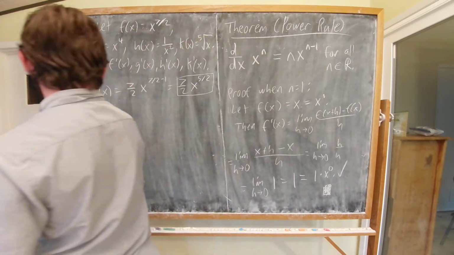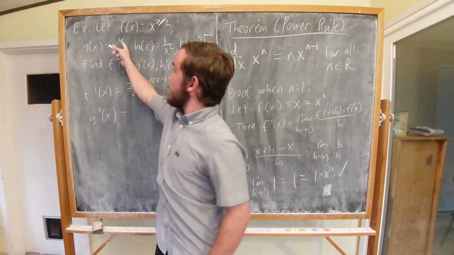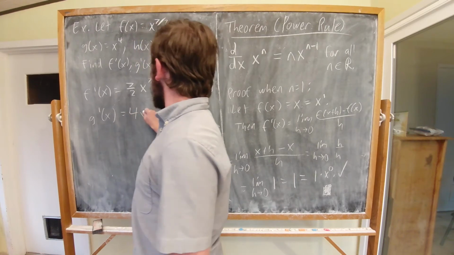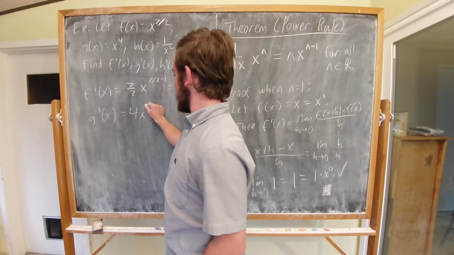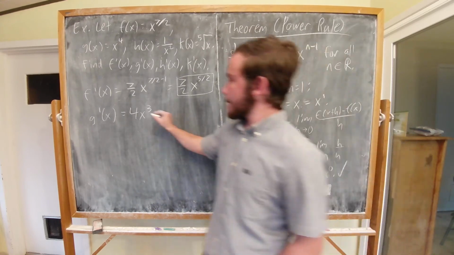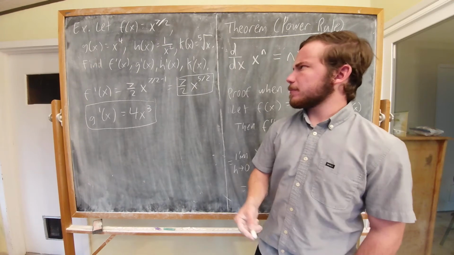Let's do g prime of x. G prime of x is going to be equal to, okay, pull the 4 in front, and subtract 1 from the exponent. 4x cubed. How about h prime of x?